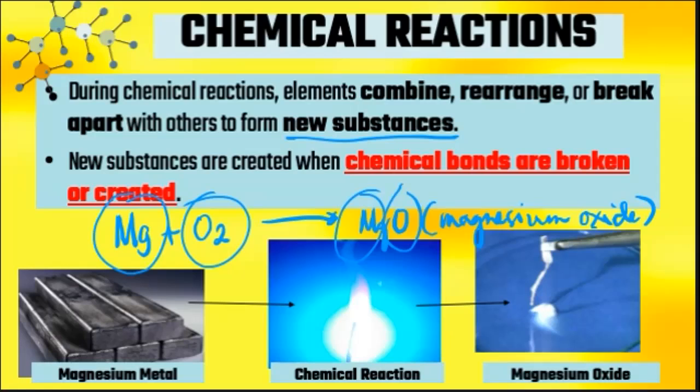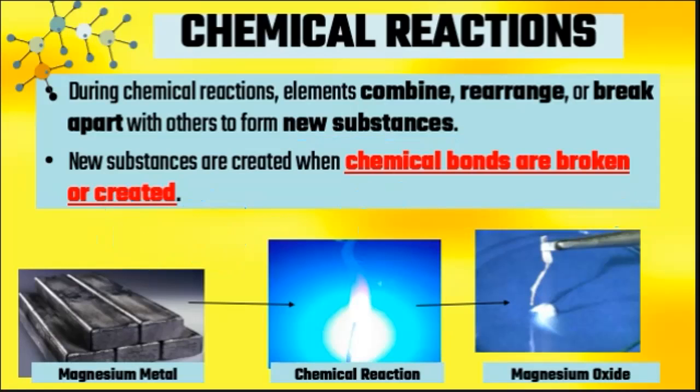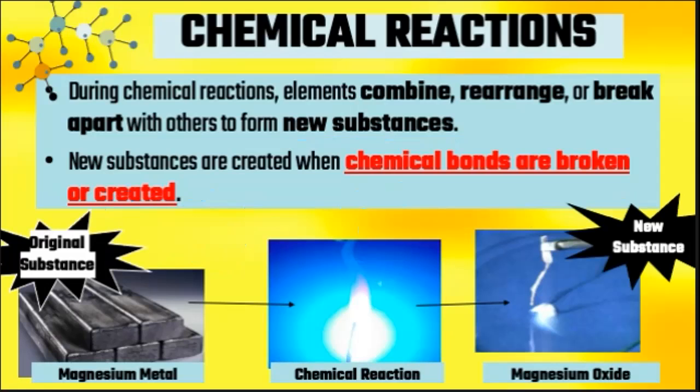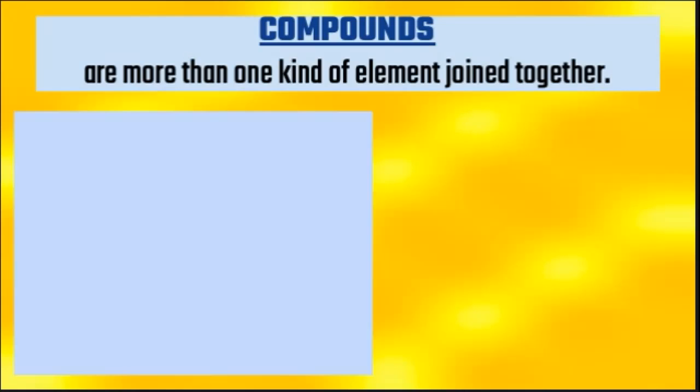Now, during a chemical reaction, there is always what we call the original substance, and then new substances form. And the new substances formed can be an element that is coming from the original substance, or it can be a compound. So compounds are one or more than one kind of element joined together.